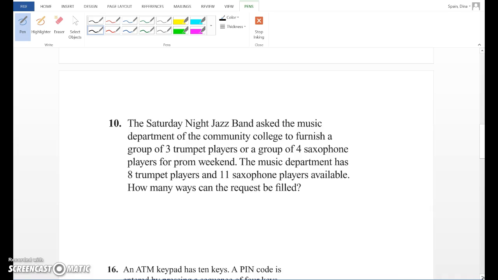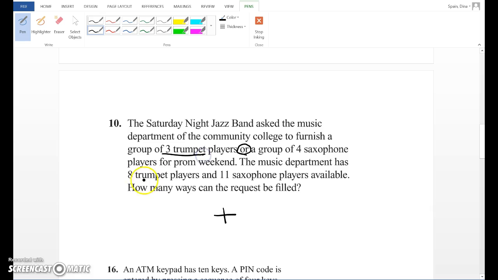Number 10 says, you can read it, Saturday Night Jazz Band asked the music department of the community college to furnish a group of 3 trumpet players or a group of 4 saxophone players for prom weekend. Alright, "or" means I'm going to be adding 2 things together. 3 trumpet players or 4 saxophone players for prom. The music department has 8 trumpet players and 11 sax players.